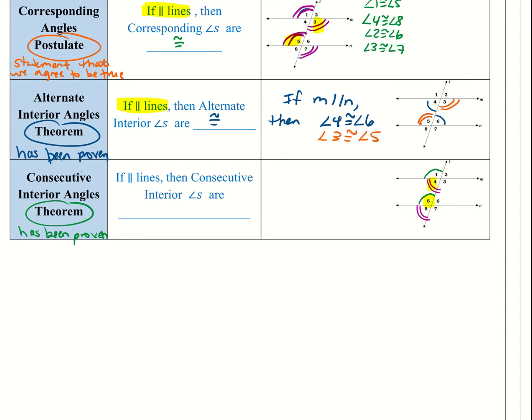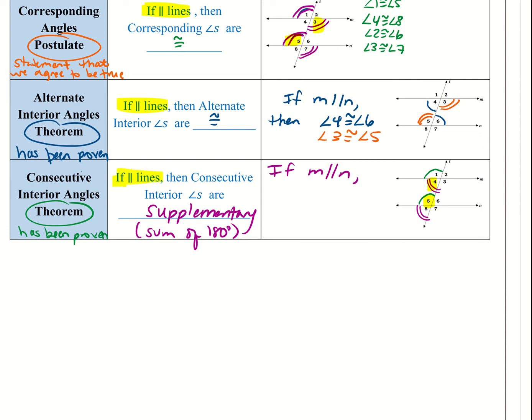So what the theorem says is if you have parallel lines, then those angles that are in the consecutive interior position are going to be supplementary. They will have a sum of 180 degrees. Now, this only is true if we have parallel lines. So we have to first meet the hypothesis. We have to have parallel lines.